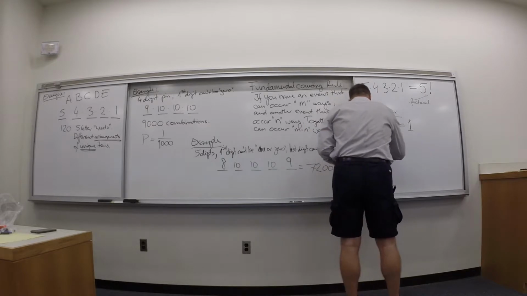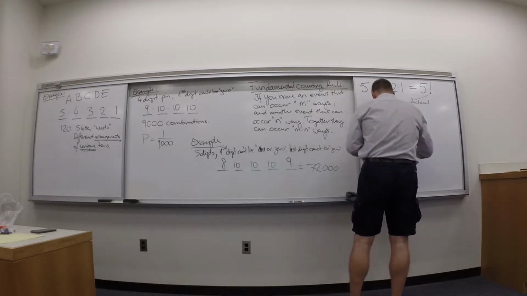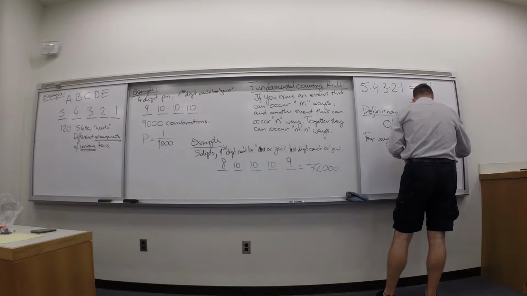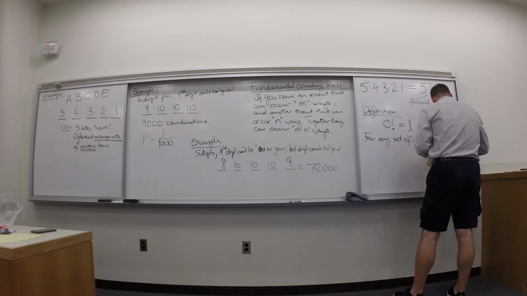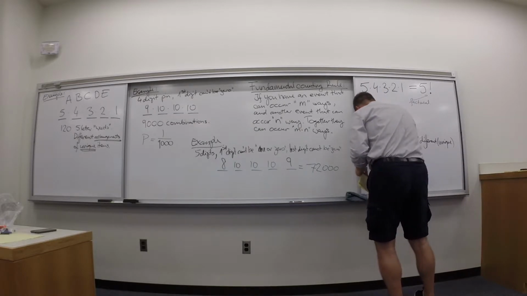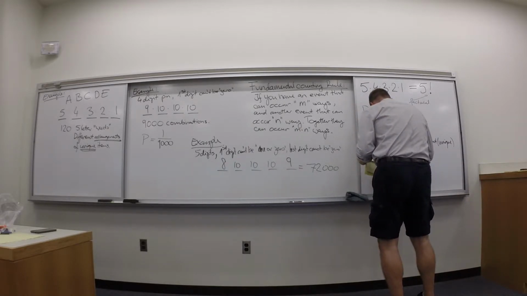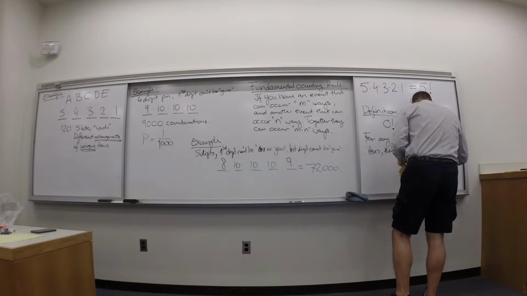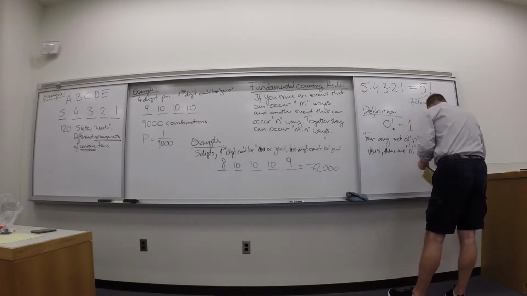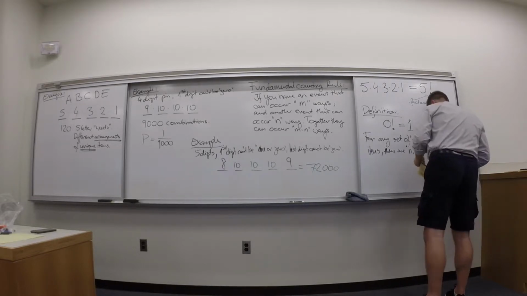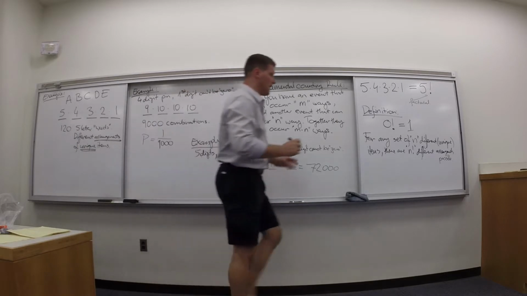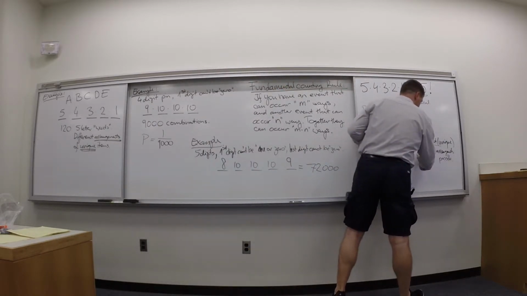All right. So for any set of n different, unique items, there are n factorial arrangements. So for any set of n unique items or different items, we have n factorial different arrangements possible.